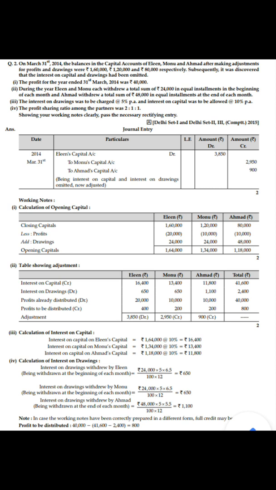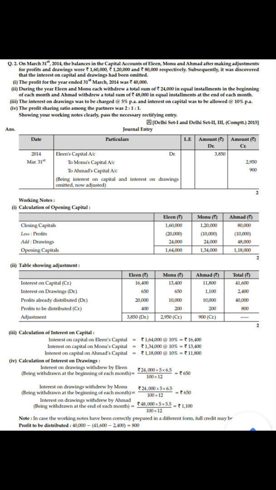After writing interest on drawings, we have to write the profit that has already been distributed. That means the profit of 40,000, which has been distributed in the ratio of 2:1:1, that is 20,000, 10,000, 10,000, is to be written here, and it is a debit balance. And after writing this, we have to write the profit which needs to be distributed among the partners, that is 400, 200 and 200 rupees, which is a credit balance.